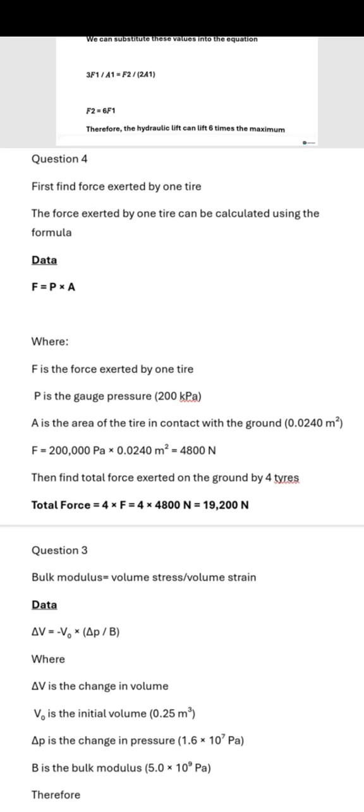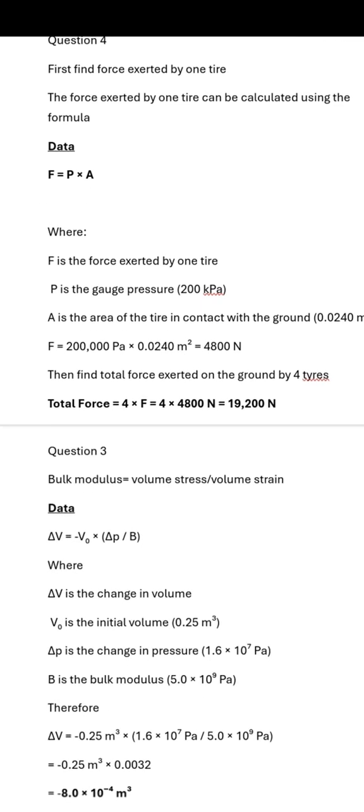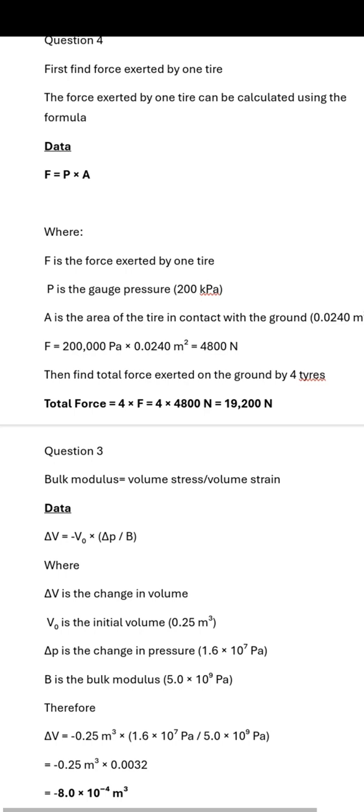Question number 3. So we're talking about bulk modulus being equal to stress over volume strain. We make delta V the subject of the formula, because I said earlier that bulk modulus is delta P over delta V divided by V naught. So we are trying to get that formula and make delta V the subject of the formula.